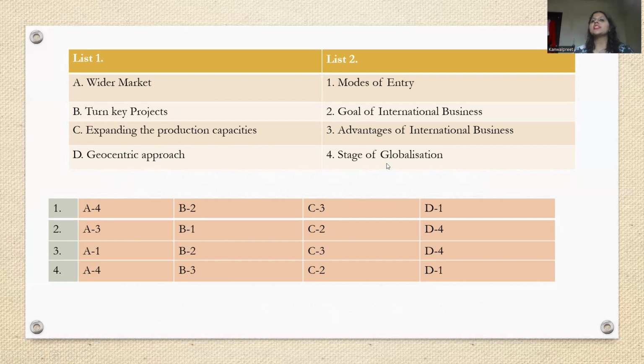And geocentric approach is one of the stages of globalization. Now, what is the geocentric approach? You are treating the entire world as one market. Okay. Now, suppose I'm selling Coca-Cola.